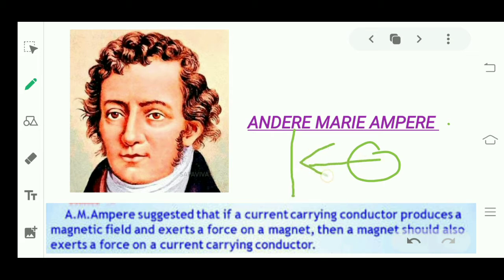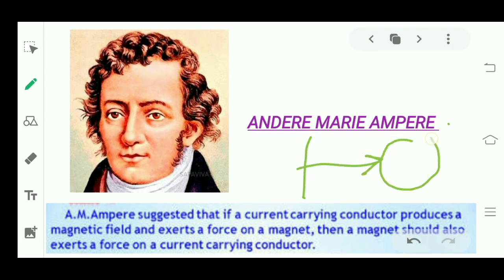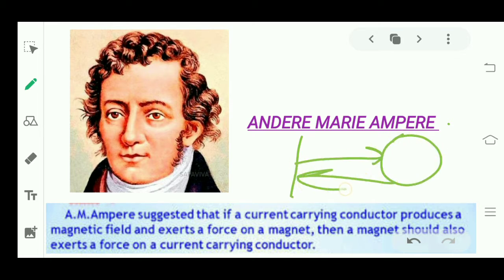force on the current carrying conductor placed in it. Ampere said that if a current carrying conductor applies force on a magnet, then the magnet will also apply some force on the current carrying conductor. Ampere said this due to Newton's third law of motion, that every action has an equal and opposite reaction. So let's understand this with an experiment.